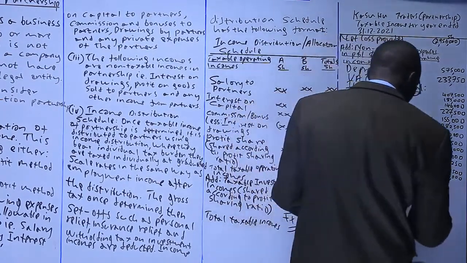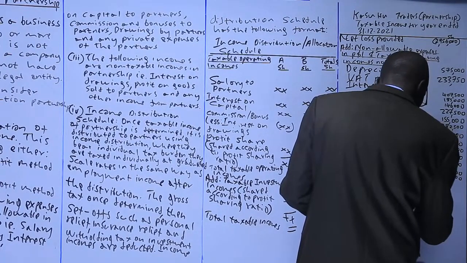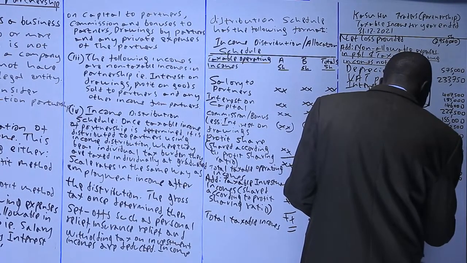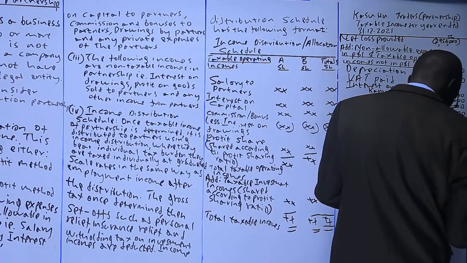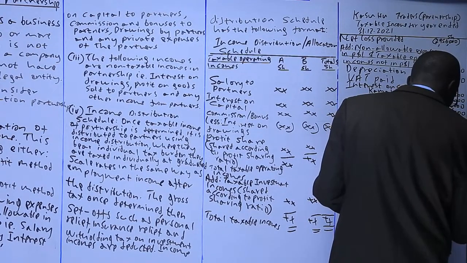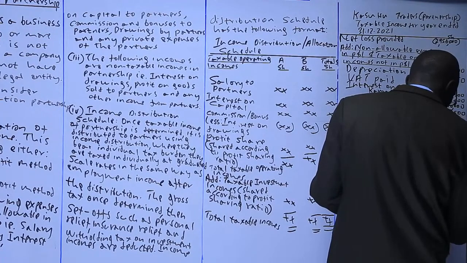Where we have Kamara, Susan, Kubasu. We have 450 and we have 225.